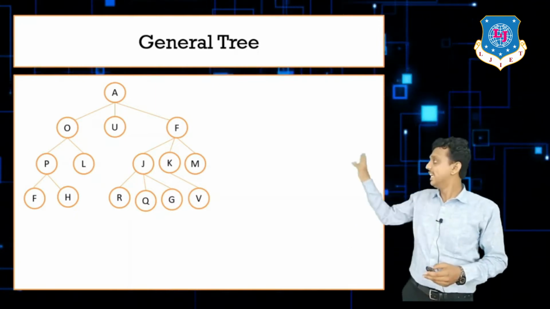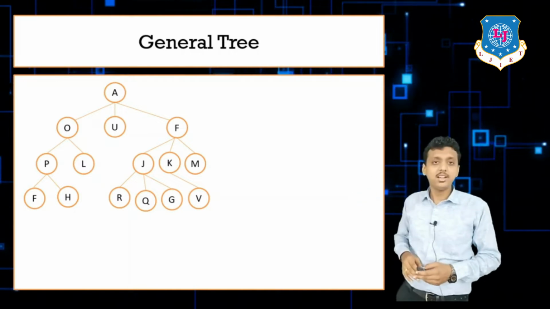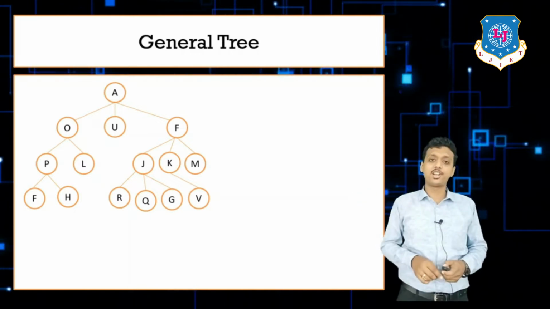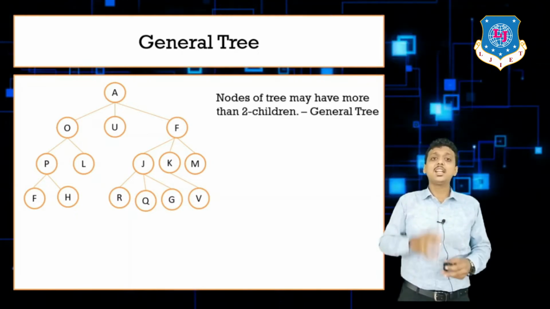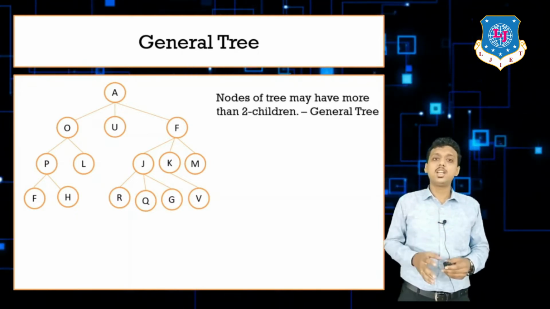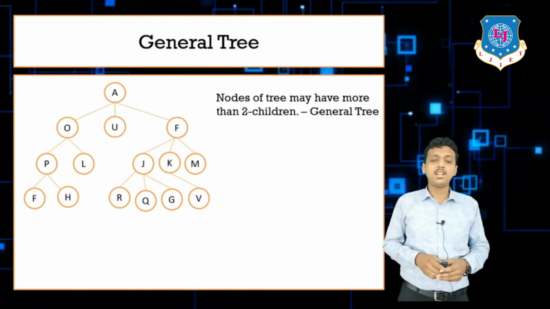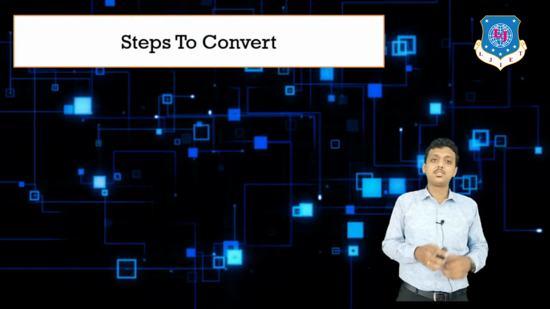So, in this hierarchy, if you can see, is it a binary tree? No, it's not. So, what is it? It's a general tree. That means a normal tree. Because the constraint is that a binary tree must contain a maximum of 2 children. That's why this is not a binary tree, it's a general tree. Okay, so let's start with the steps.